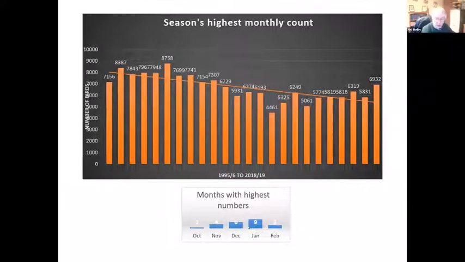And here just shows which months have the highest numbers, and you can see heavily loaded towards the midwinter months of December and January.